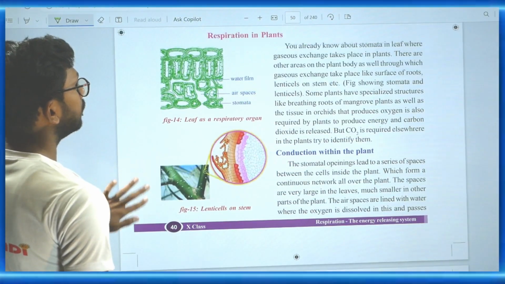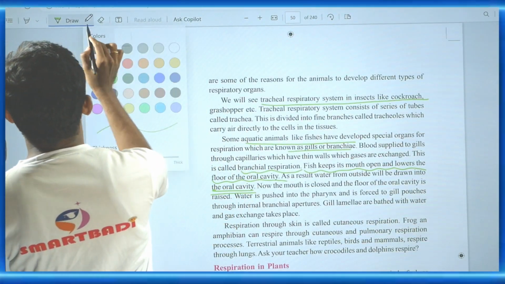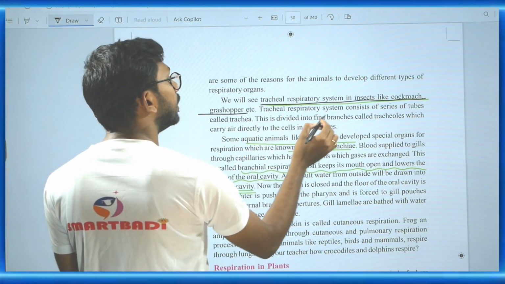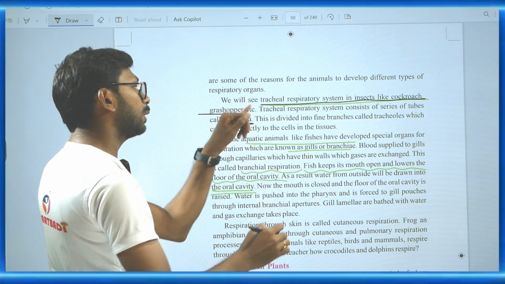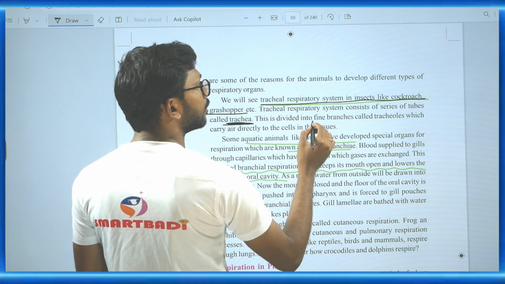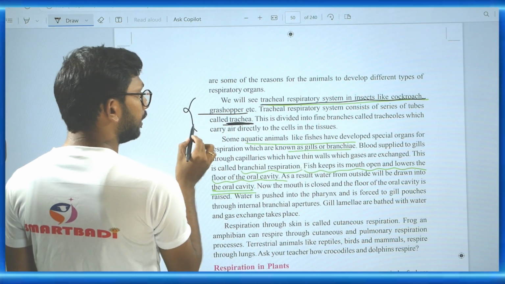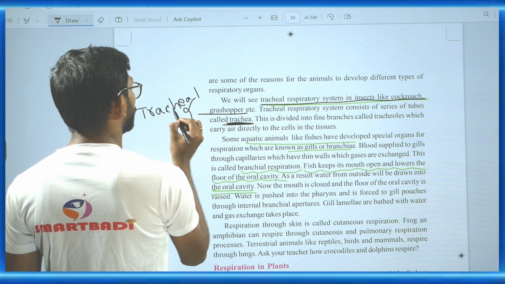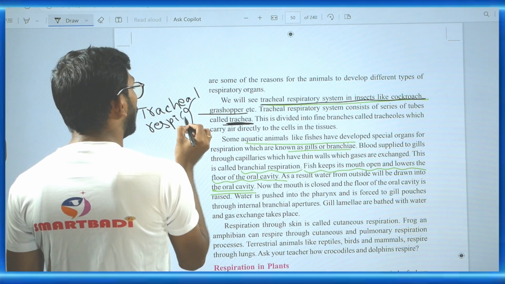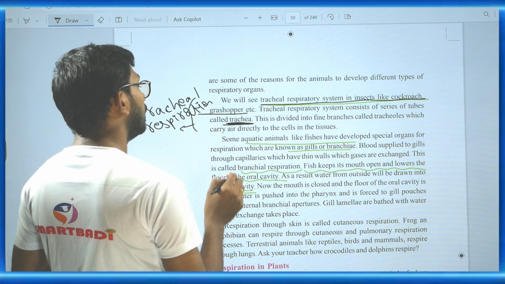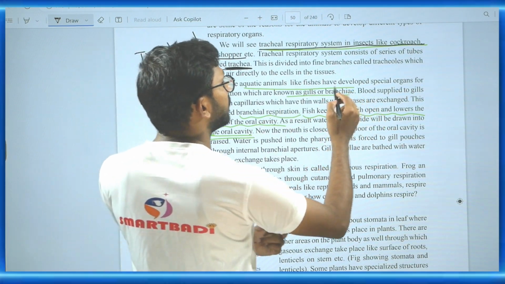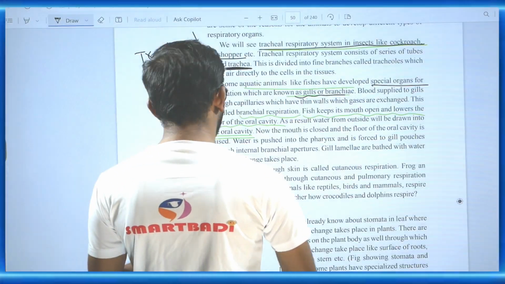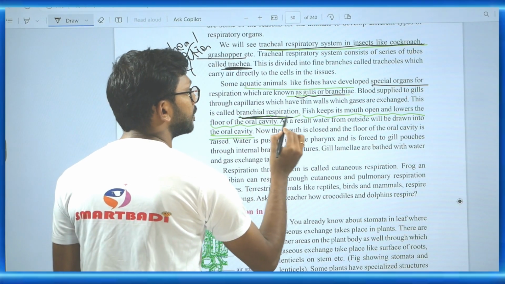Here they have mentioned that tracheal respiration in insects like cockroach and grasshopper occurs with the help of the trachea, so we call it tracheal respiration. And apart from tracheal respiration, there are some aquatic animals like fish that have developed specialized organs known as gills. So we call this branchial respiration, as I have mentioned in the previous notes.